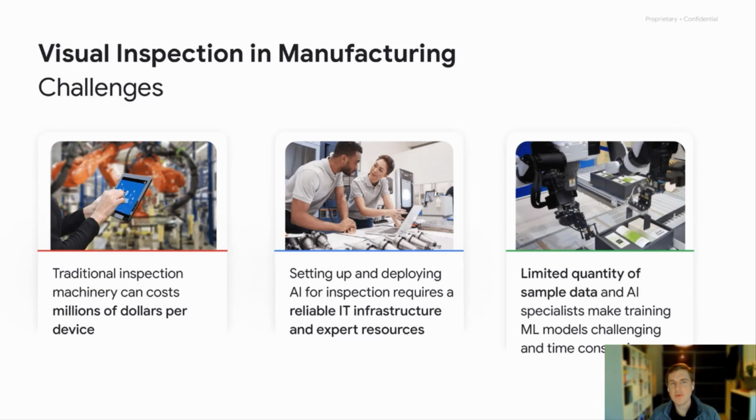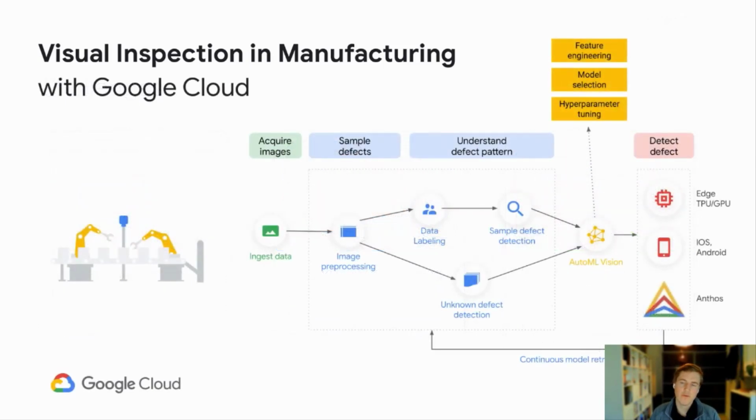And that's exactly what we address with a core product that we have in our machine learning portfolio, which is the so-called AutoML solution. AutoML, on the next slide, gives us the ability to train a custom machine learning model based on only a few data points that we bring. And let's have a look at the overall picture of a visual inspection using that AutoML functionality on Google Cloud.